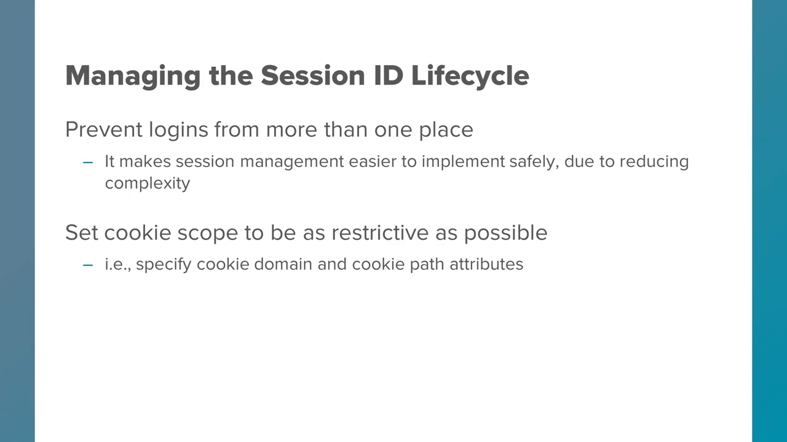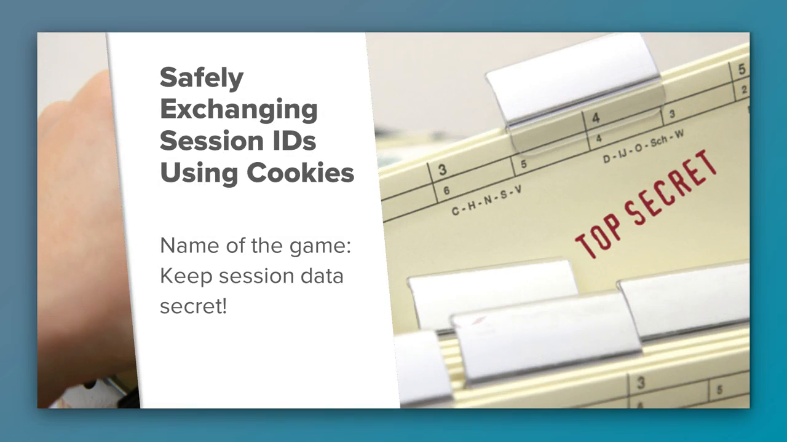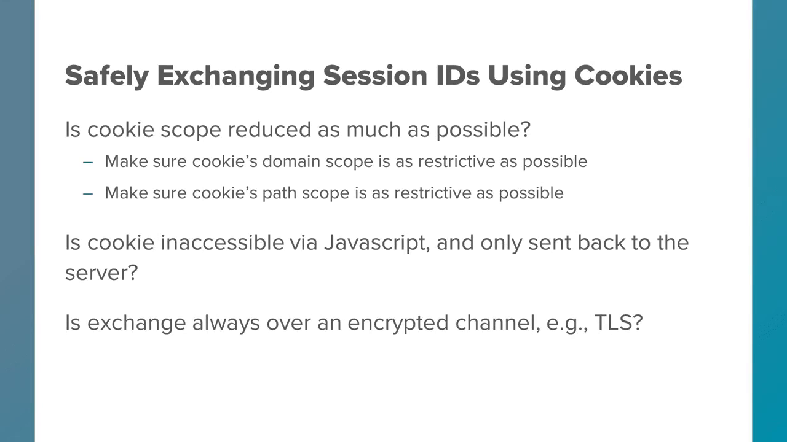Another thing that you want to keep in mind is to have a look at your cookie scope, both the cookie domain scope and path scope. You want to set cookie scope to be as restrictive as possible. So remember that the name of the game is to keep session data for each user secret. Double check that your cookie scope is reduced as much as possible, the domain scope and the path scope of the cookie. Also make sure that the cookie is inaccessible via JavaScript and is only sent back to the server, so making sure that the cookie attribute HTTP only is set.